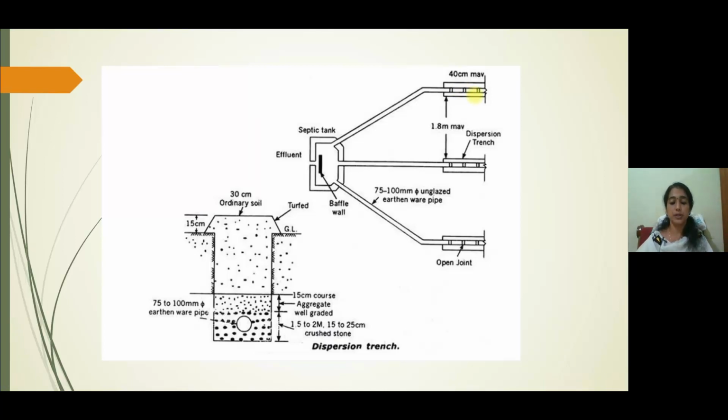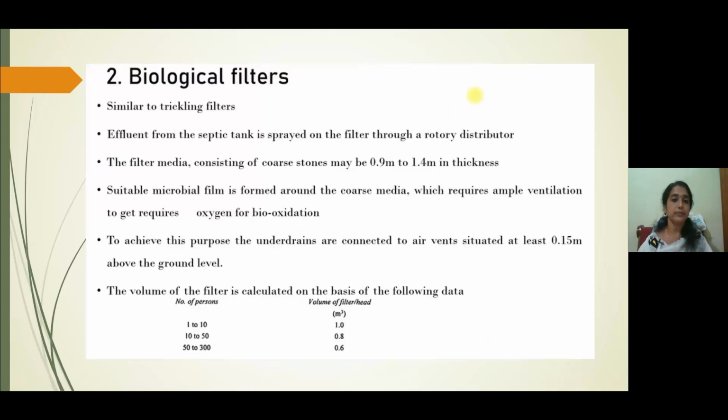This is a dispersion trench. Then the biological filters, which are similar to trickling filters. The effluent from the septic tank is sprayed on the filter surface through a rotary distributor, like in the case of trickling filters. The filtering media consists of coarse stones, maybe 0.9 meter to 1.4 meter in thickness.